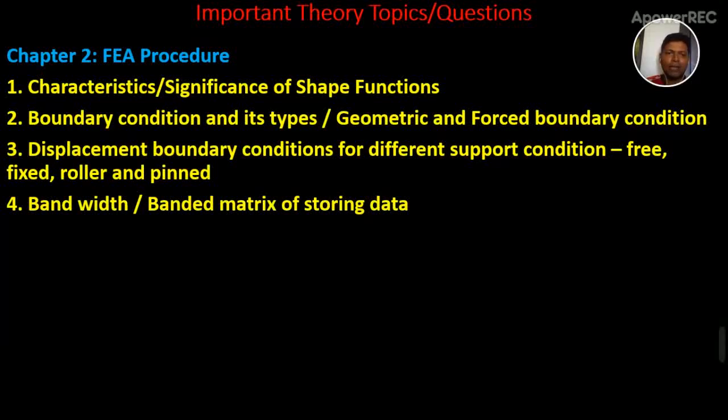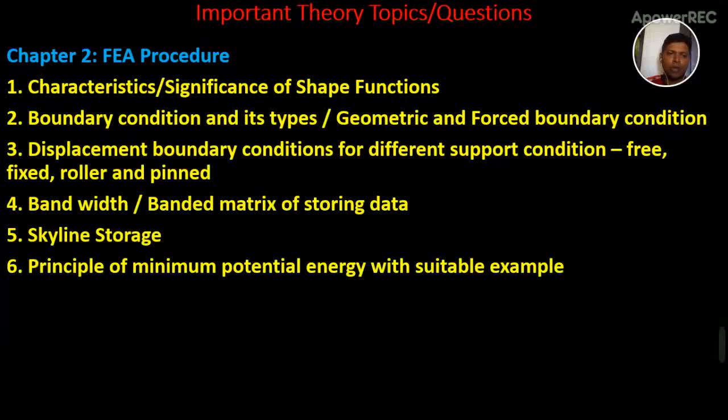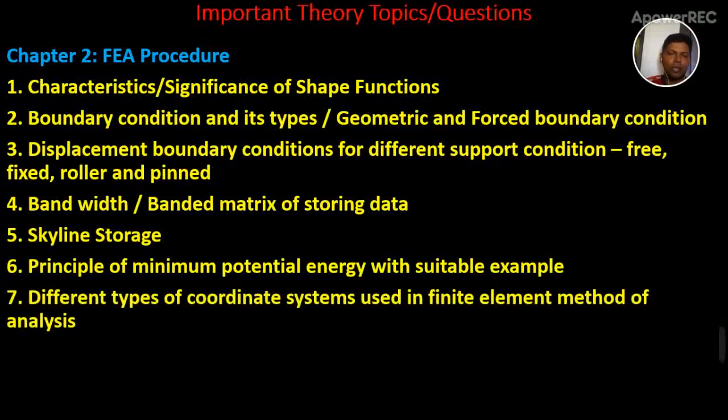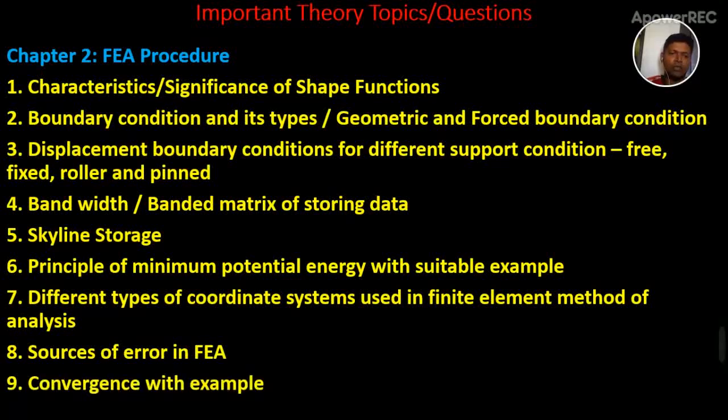Bandwidth, banded matrix of storing data. Skyline storage, principle of minimum potential energy with suitable examples. Different type of coordinate systems used in finite element method of analysis. Sources of error in FEA and convergence with examples. So these are 9 questions which are from chapter number 2 FEA procedure.